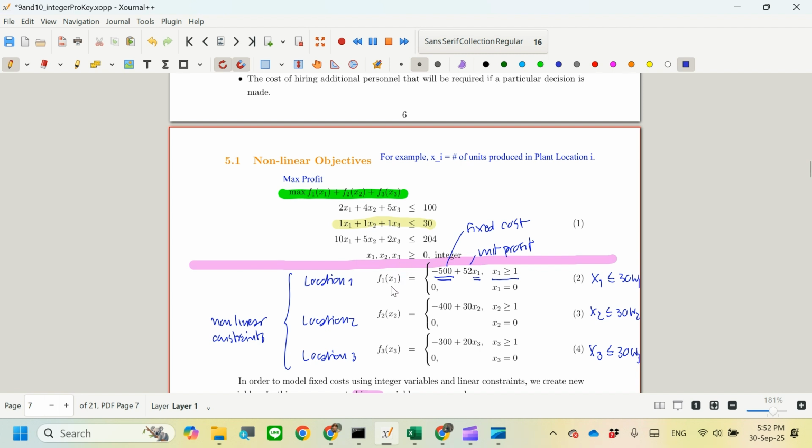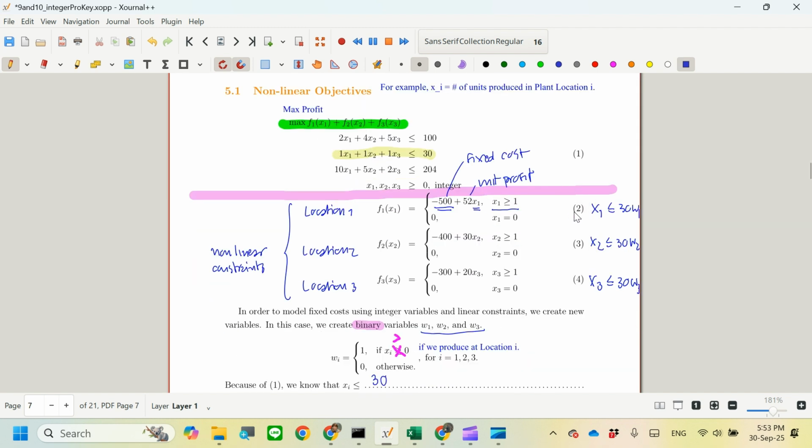And so we can say that for the first function, there's a fixed cost. So we have to pay a fixed cost of 500 to produce X1. We can look at them as location 1, location 2, and location 3. So if we decide to produce at location 1, we earn the unit profit of 52, but we have to pay a fixed cost of 500. And the same for location 2 and location 3.